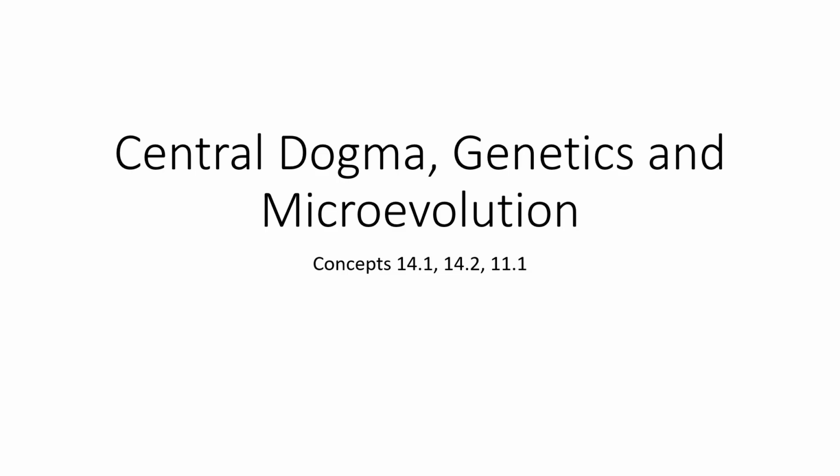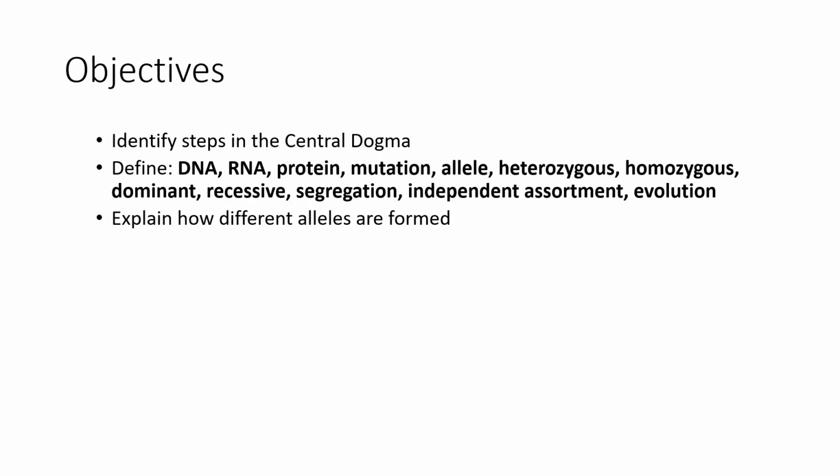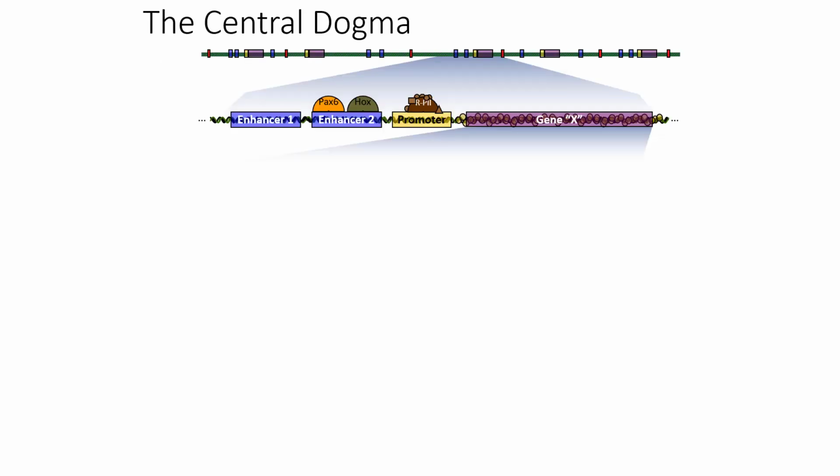In this lecture, we'll be covering the central dogma, some basics of genetics, and finishing up with microevolution. Our objectives today are to identify steps in the central dogma, to be able to define DNA, RNA, protein, mutation, allele, heterozygous, homozygous, dominant, recessive, segregation, independent assortment, and of course, evolution, and to explain how different alleles are formed. A lot of this will be reviewed if you took Bio141.